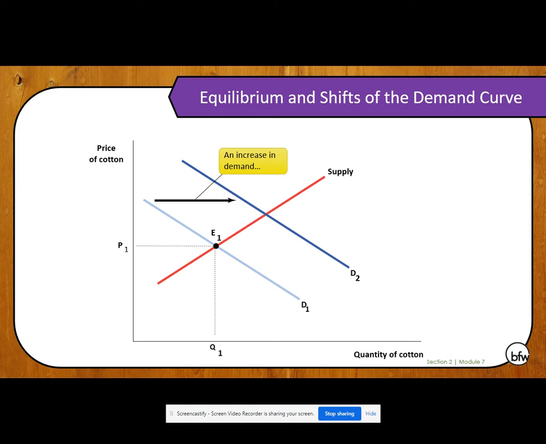So maybe there's been a study that shows cotton is better for your skin, and all the other products are going to cause skin irritation or cancer or something like that. So demand has increased. Which way does my demand curve go if it's increasing? It shifts to the right. So I'm going to draw in a new demand curve shifted over to the right. I'm going to label that D2. Okay, that shows my increase in demand.